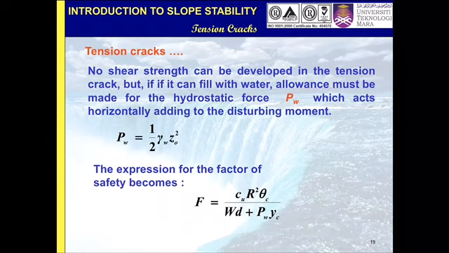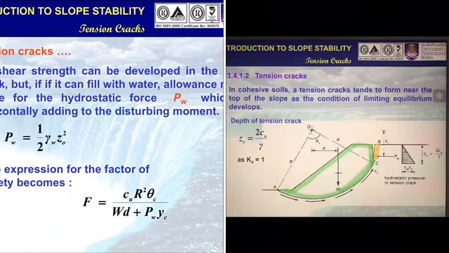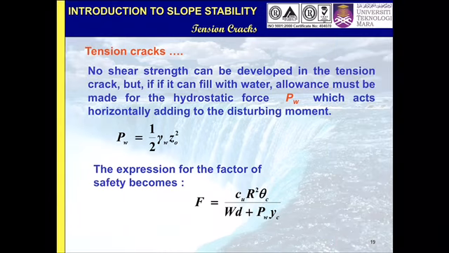So there is a PW. The PW is equal to half gamma water times Z squared. Sorry. So in the equation for factor of safety, CU R squared theta, which is the shear resistance moment, divided by the disturbing moment, you have to add PW times YC, because the hydrostatic force inside the tension crack is considered as a disturbing force.